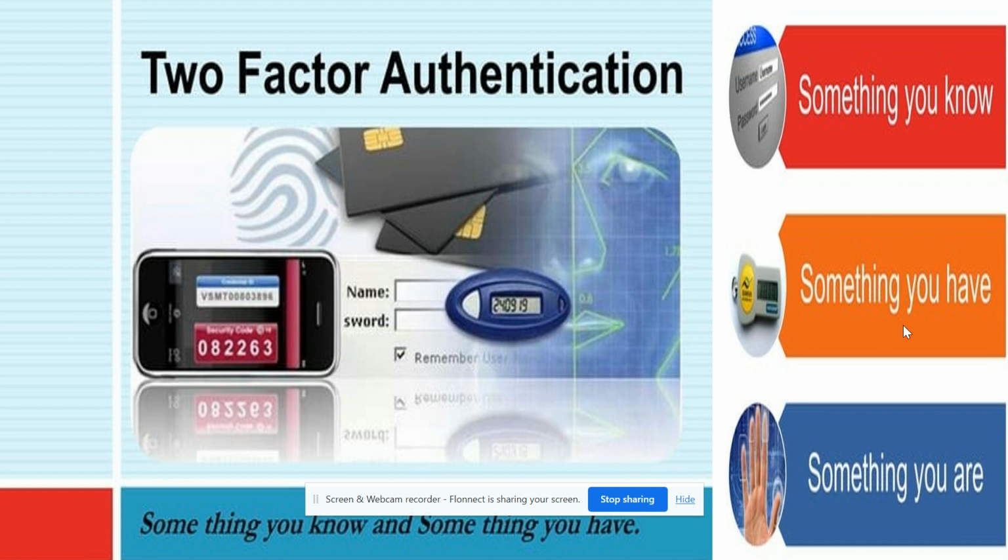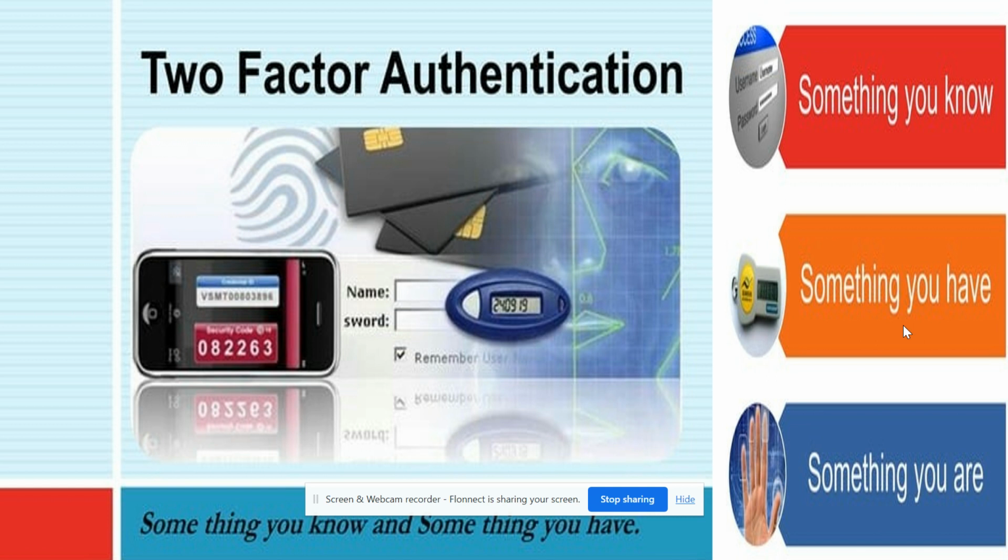And the next one is something you are. Simply, something you are is information that is in you. That is, these are the factors by which you are uniquely identified. This includes your biometrics such as fingerprint, iris, voice print, etc.